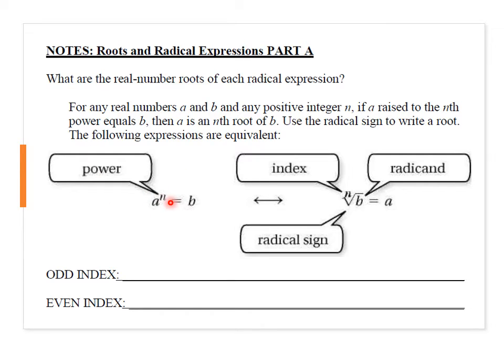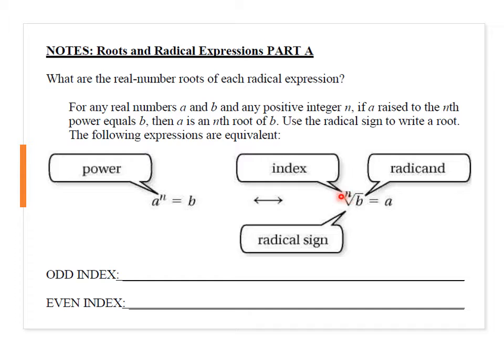The power we've been working with before, it's your exponent, right? So a to the n equals a to the nth power, right? So it's raised to the nth power. Then a is the nth root of b. So when we are trying to solve for a, we would take the root of it. And so that's why it becomes the nth root.